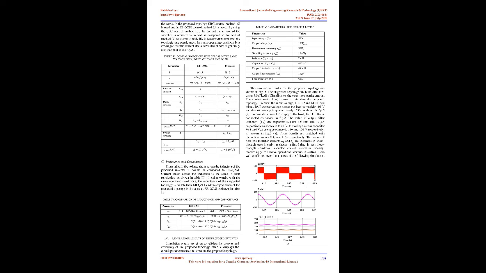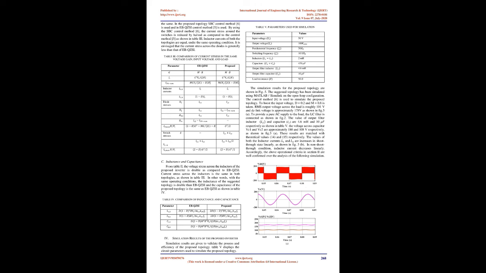For comparison purposes, the same input voltage, voltage gain, and load are taken in the proposed and EB-QZSI as shown in the table. The control technique of both the inverters is different. Because of this, the stress across the switches is not the same. In the proposed topology, SBC control method 6 is used and in EB-QZSI, control method 5 is used. By using the SBC control method 6, the current stress across the switches is reduced by half as compared to control method 5. As shown in the table, inductor currents of both the topologies are equal under the same operating condition. It is envisaged that the current stress across the diodes is generally less than that of EB-QZSI.